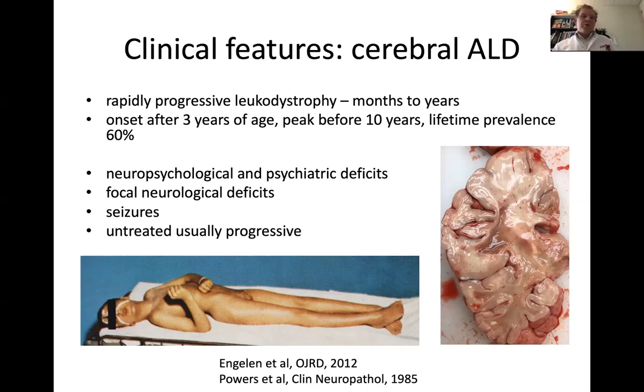And untreated cerebral ALD is usually progressive, causing, like in these old pictures from the 1970s, a boy who is severely affected with a spastic tetraparesis and basically in a vegetative state. And on autopsy, you usually then see complete destruction and gliosis of the cerebral white matter. So that is the end stage. And although that is often the clinical course, it is estimated that if untreated or not picked up, about 15 to 20% of cerebral ALD lesions can stabilize spontaneously for unknown reasons.